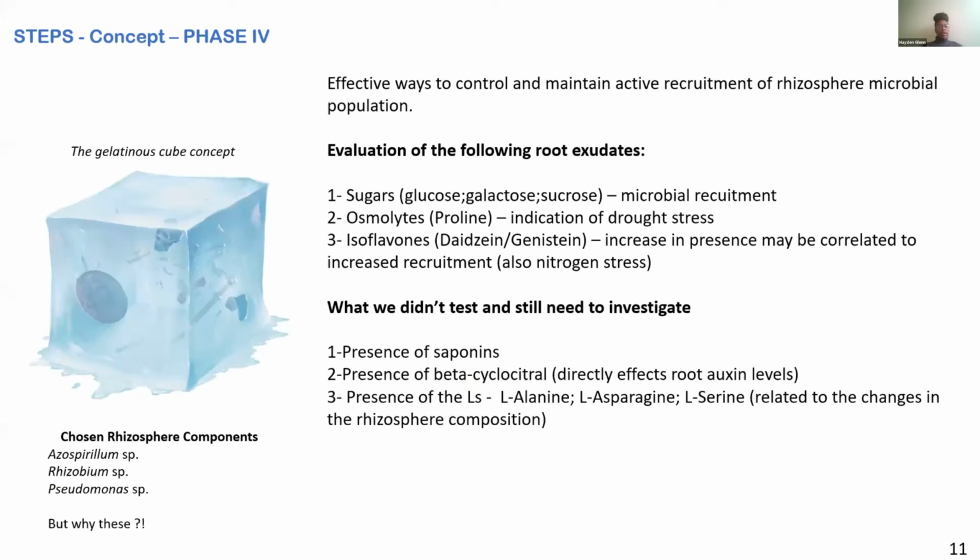Because there's no microbiome in the regolith, we decided to make our own. This is our gelatinous cube concept. It would be agar-agar, which you see in a lot of chemistry and microbiology groups. The 3 bacteria we were mainly focusing on were Azospirillum, Rhizobium, and Pseudomonas, and we wanted to introduce those into our regolith gel cube concept. When we did an evaluation of the root exudates, we saw there were needs for sugar, osmolytes, and isoflavones, but we weren't able to test the last 3 at the bottom.